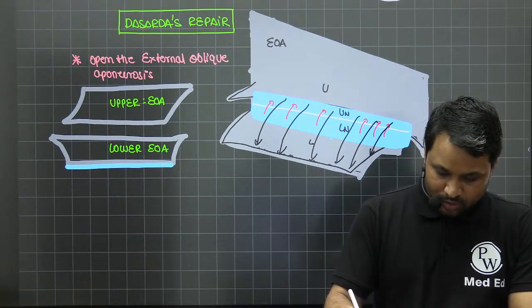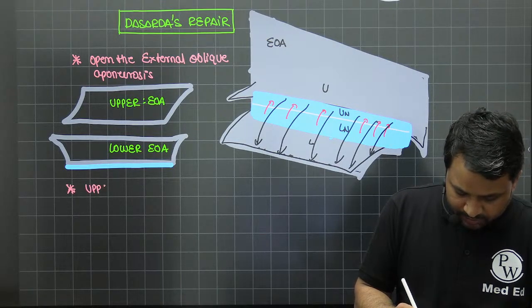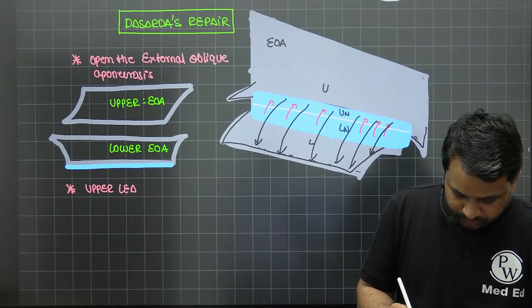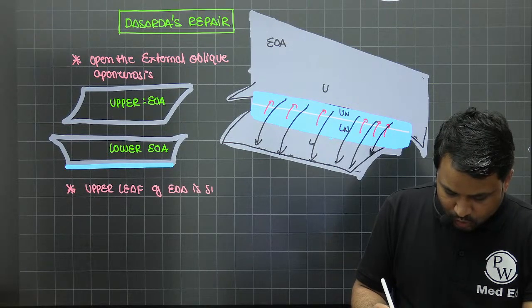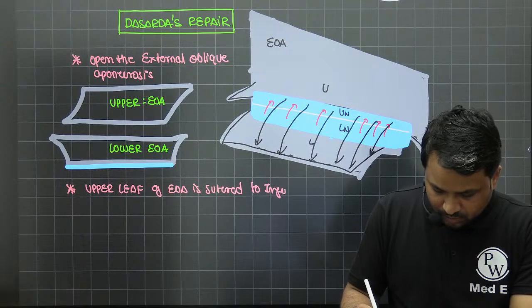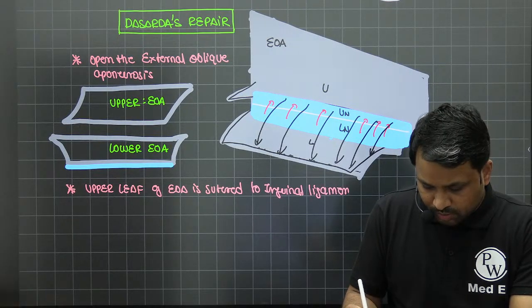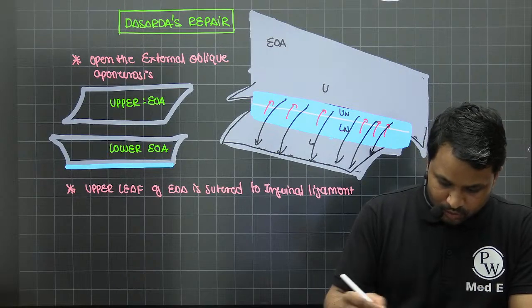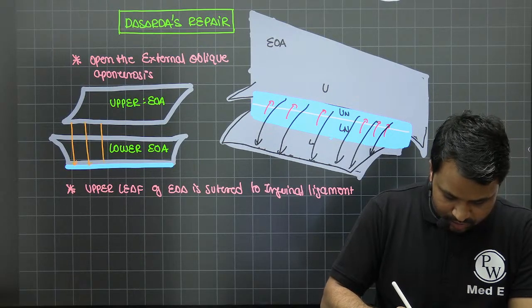Now step number 2 is to suture the upper leaf of the external oblique aponeurosis to the inguinal ligament. You will notice that from here I will take this to the inguinal ligament.